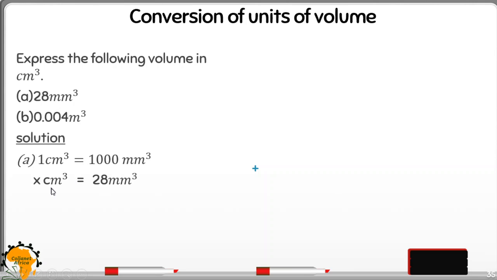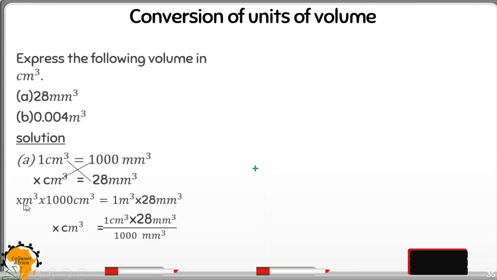Then after that, we write the units that are similar on one side. So we have this on this side, that is 28 millimeter cubed. After that, we cross multiply. After cross multiplication, we are going to get that x is being multiplied by 1000. A note to indicate the units. Then after that, we want to get the value of x and we are multiplying by 1000. So to get the value of x, we do the opposite of multiplication, which is division. So we divide by 1000 both sides.